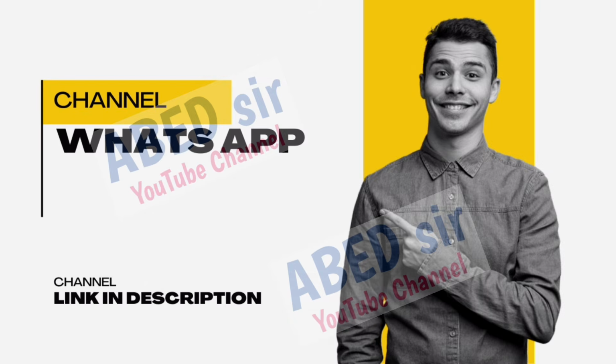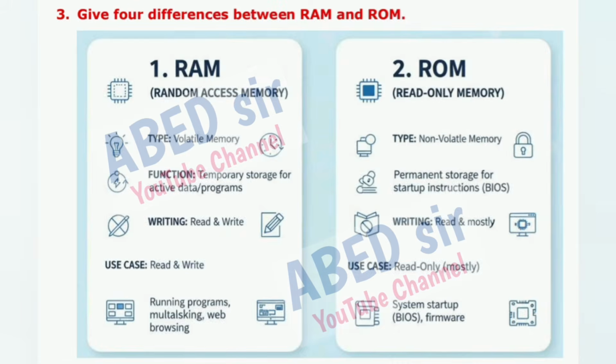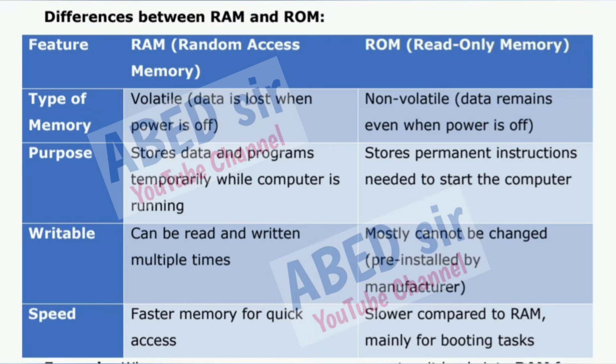Next important short question is: 3. Give 4 differences between RAM and ROM. Feature: RAM, random access memory, ROM, read-only memory. Type of memory: RAM is volatile, data is lost when power is off. ROM is non-volatile, data remains even when power is off.